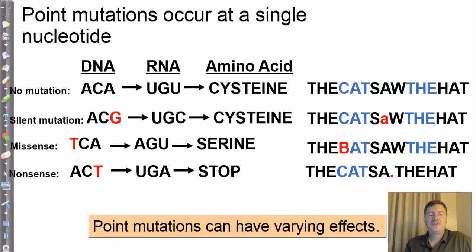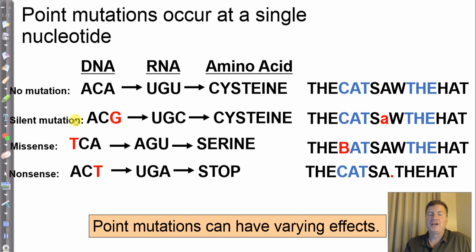Let's say this is our sequence. ACA is going to be transcribed to UGU, and then it's going to be translated to the amino acid cysteine. Maybe it helps if you see this: the cat saw the hat. Notice how I have these three-letter words.